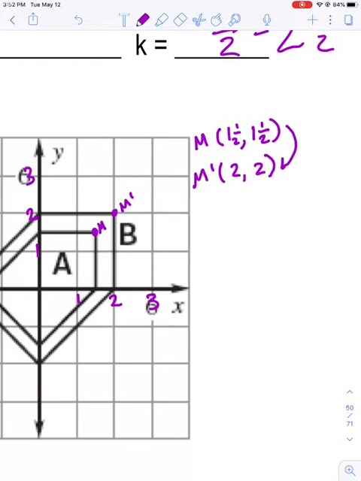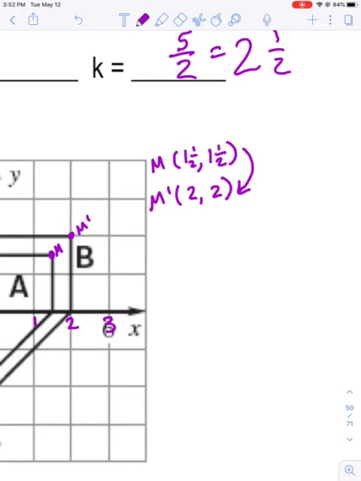So how do I get from one to the other? This one will require a little bit of scratch work, or you could type it into your calculator. But 2 divided by 1.5, 2 over 1 divided by 3 halves. Leave it, change it, reciprocate it.